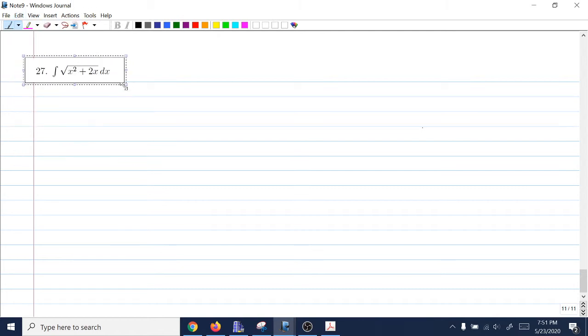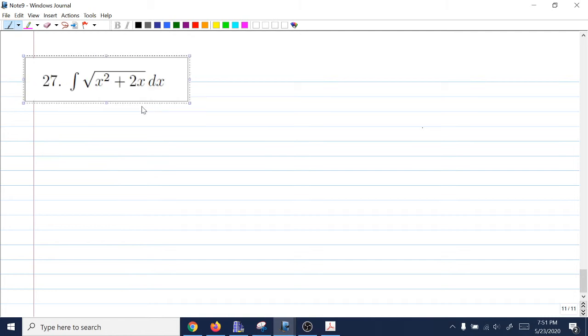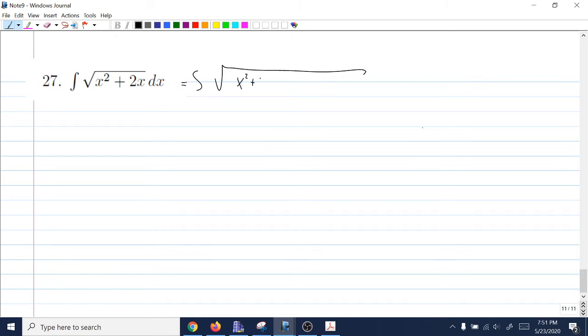Here's number 27. We got to complete the square. I wish I had x squared plus 2x plus something that makes this a perfect square. What's the number that makes this a perfect square? I look at the 2, I cut it in half and square it. Half of 2 is 1, squared is plus 1. I don't get to put plus 1s just because I love them. I got to put a minus 1 also to cancel it out. This is the integral of the square root of x plus 1 squared minus 1.